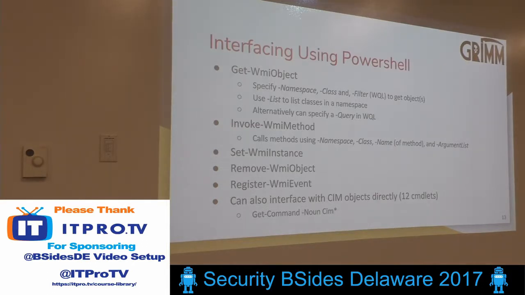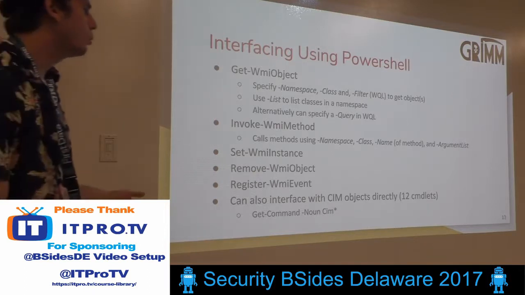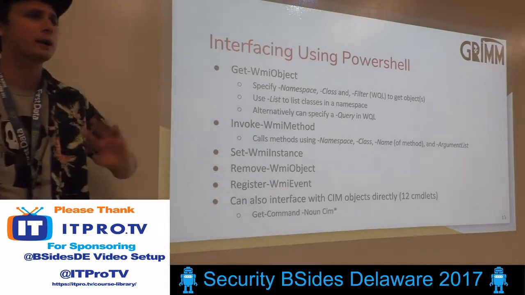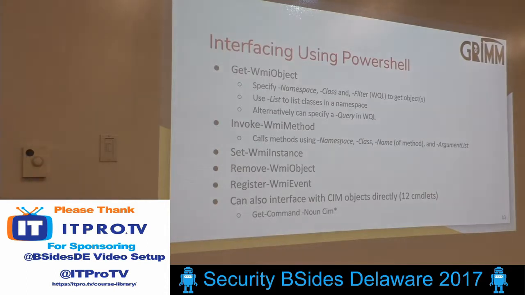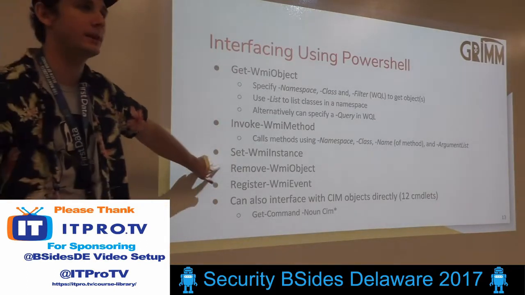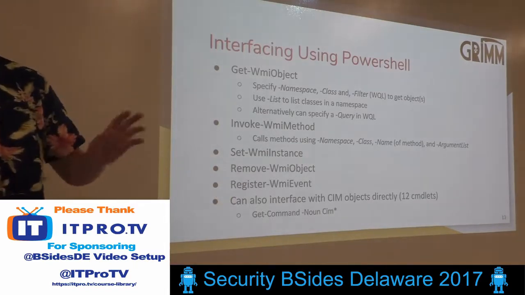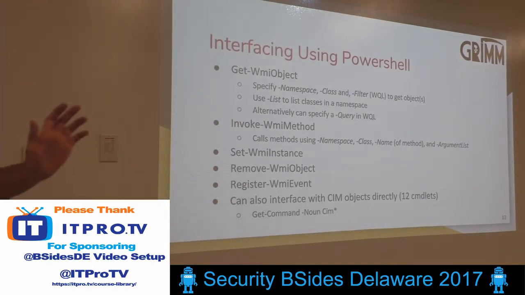Set-WmiInstance. You can create new instances of classes for certain things. We'll talk about creating classes and actually do some of that later. Remove-WmiObject. Be careful with this one. You can actually remove whole classes and then mess up anything that's querying it. So if you remove the Win32_Process class, it's probably not good because anything looking for processes will be affected.